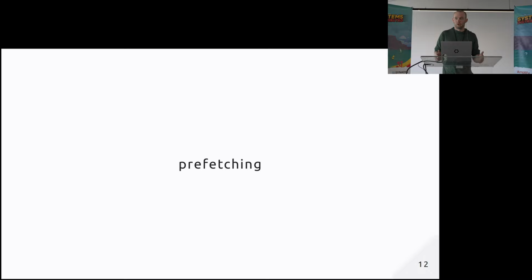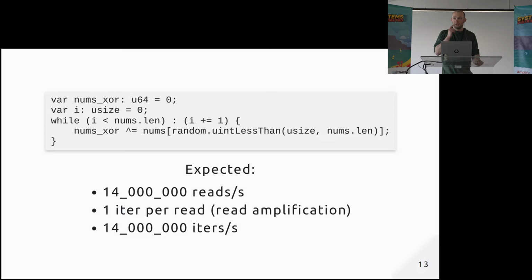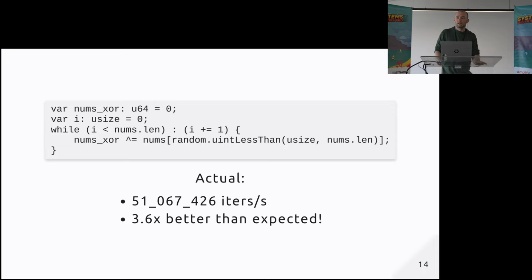So we can make life hard for the prefetcher. Rather than striding through this array, we'll look up a random number each time. And so again, 14 million reads per second. In this case, we expect to only get one iteration per read because these are random and the cache is much smaller than the array. So the vast majority of the reads will not be in the cache. So we expect to get 14 million iterations per second of this loop. And then when I actually run this on my laptop, I get 51 million. So again, not as big a difference as last time, but still much better than can be explained by our simple, naive model of how memory works.